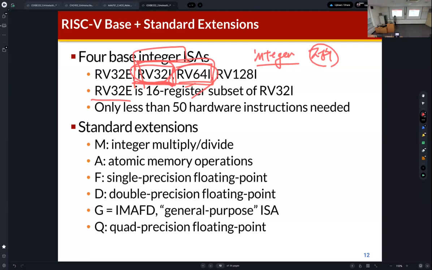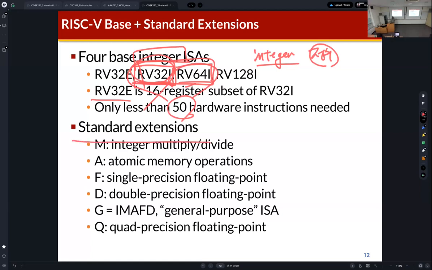In this course, we will focus on RV32I, the integer instruction set of 32-bit computers. The base instruction set includes only 50 instructions. So a very small number, compared to the ARM or x86 instruction set.